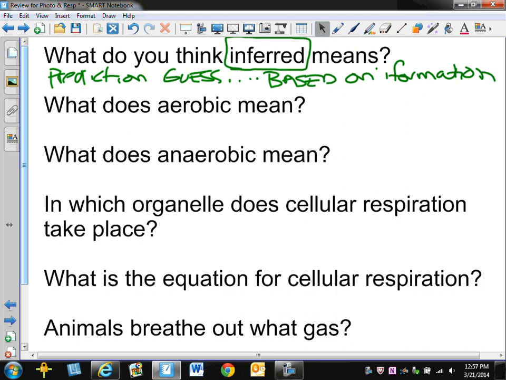All right, what does aerobic mean? Aerobic, kind of like aeroplane. I'll give you that hint. Where does it fly? In the air. Aero, in the air. So this means not so much air, because we're in science. It means oxygen. Okay?